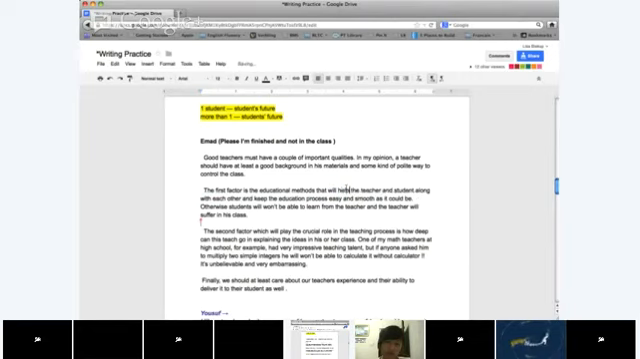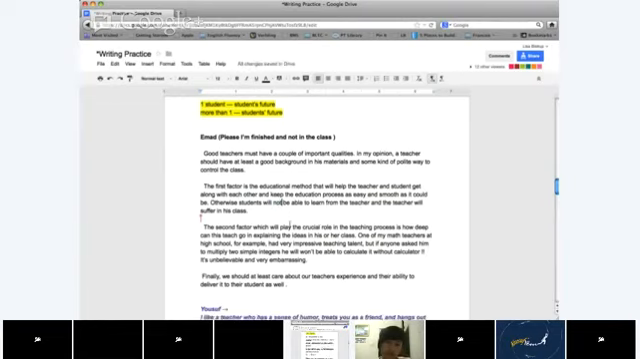Will help. The first factor is the educational method, the method that will help the teacher and student get along with each other and keep the education process as easy and smooth as it could be. Otherwise, students will not be able to learn from the teacher, and the teacher will suffer in his class.